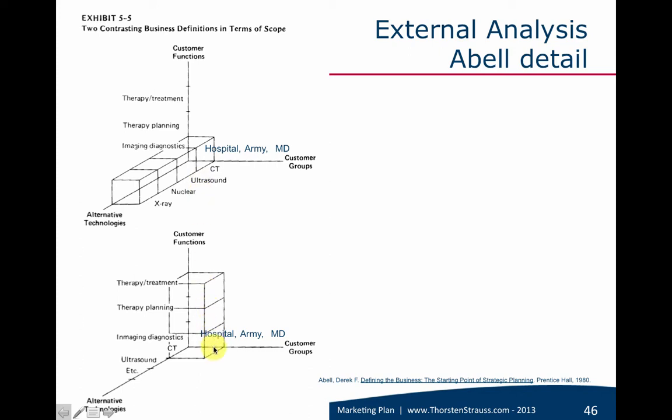You could talk about only the hospital and offer all functions. You could offer all technologies, again only for the hospital, or you offer all technologies for imaging across every customer group. And if you use these three dimensions, you get some type of overlapping cut that then allows your executive team, your marketing team, and everybody who's involved to be on the same page. It's very important that you define the business in the beginning.